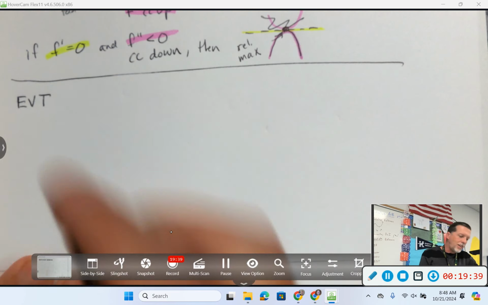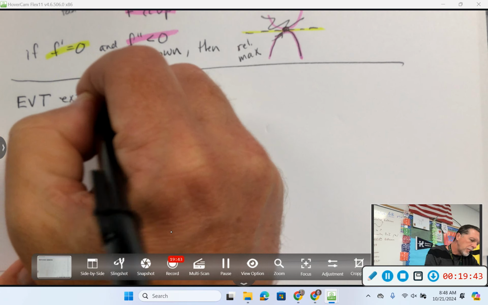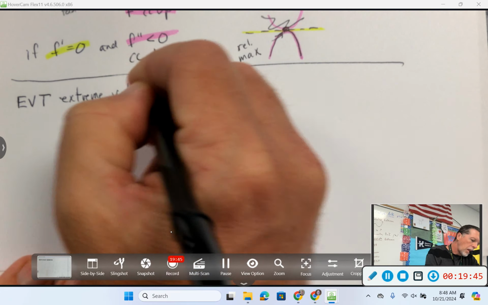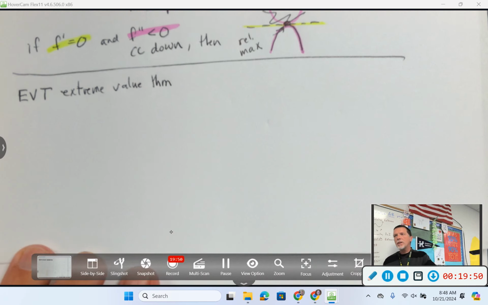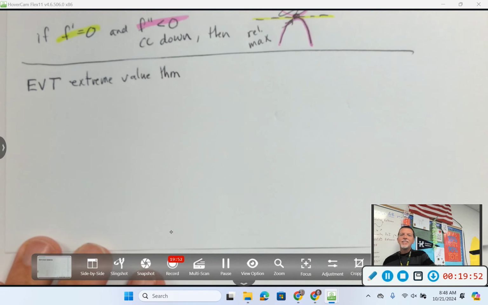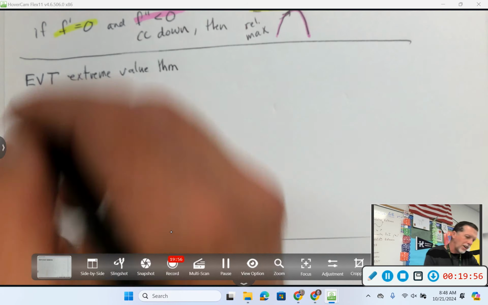All right, EVT, extreme value theorem. As opposed to MVT, mean value theorem. This is the easy one. This is one that people are like, it's so easy, you almost forget what it is.